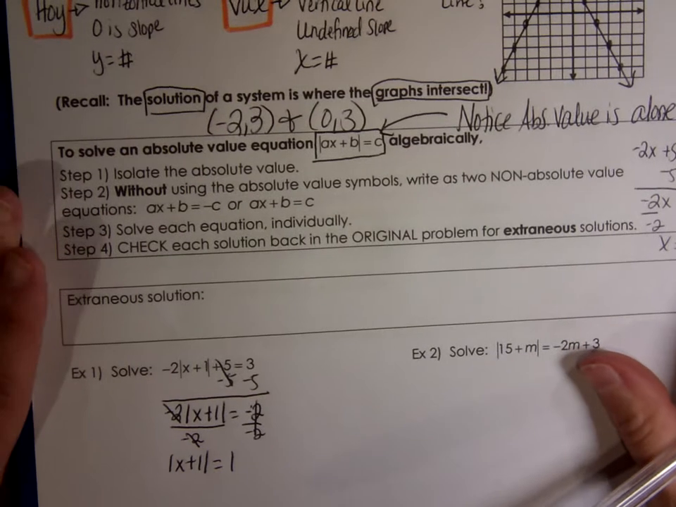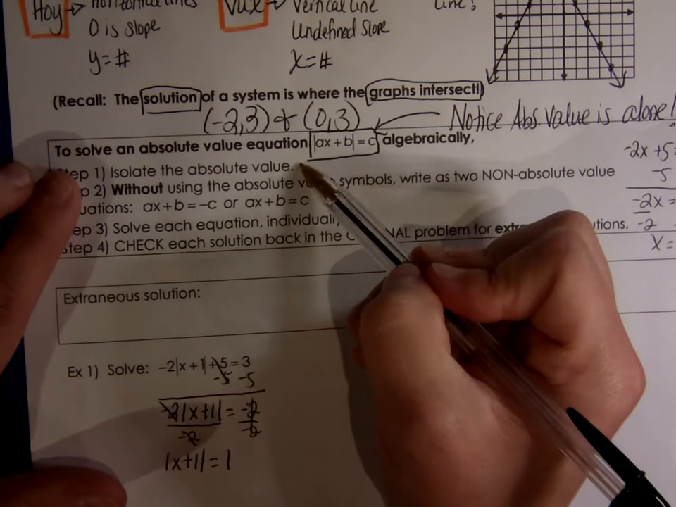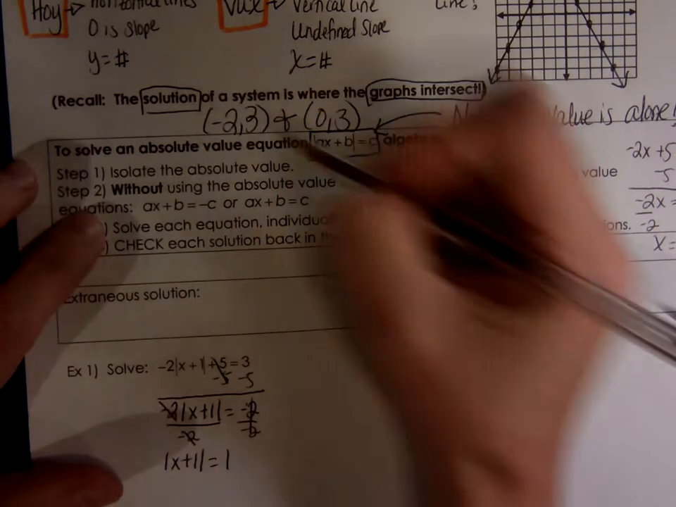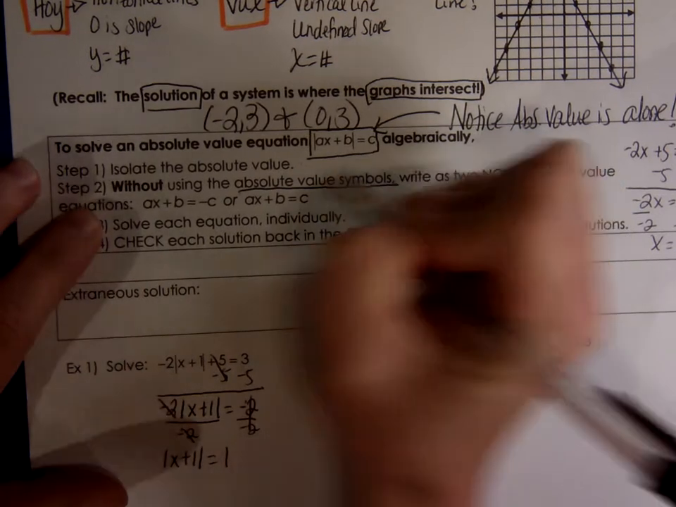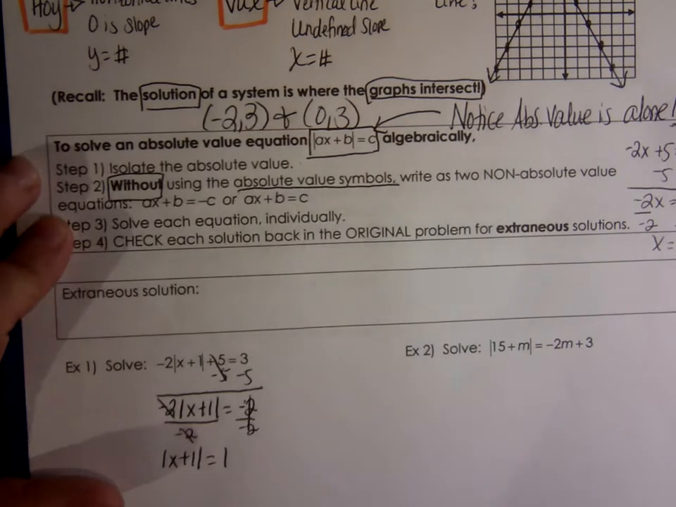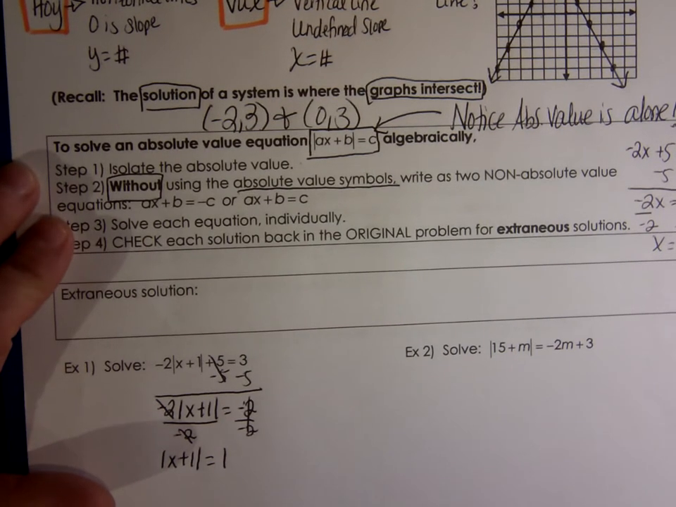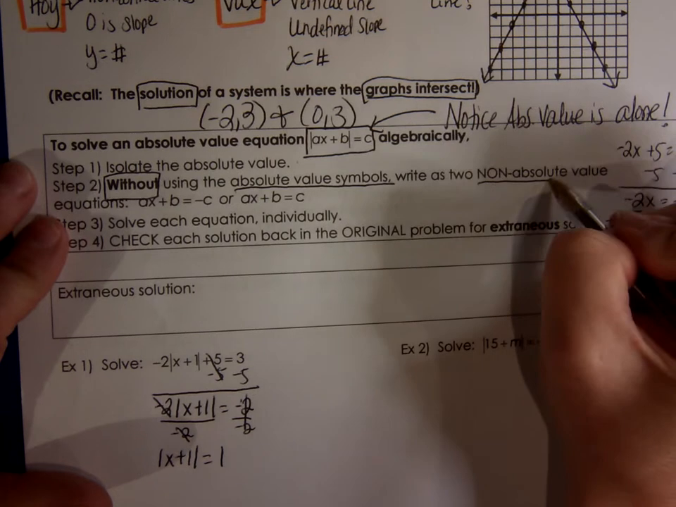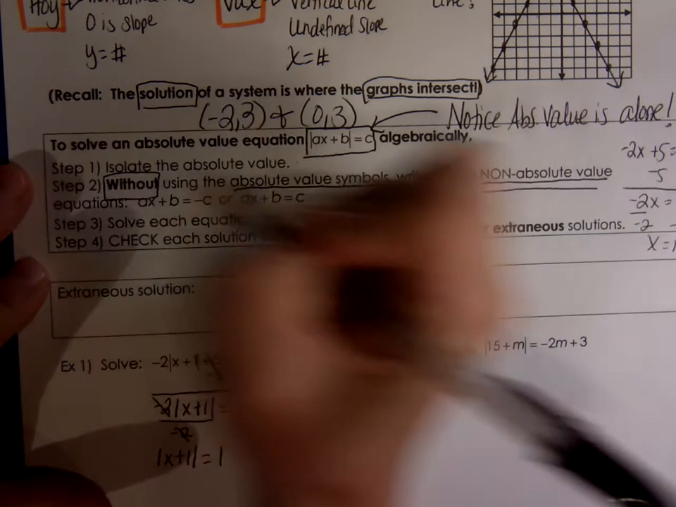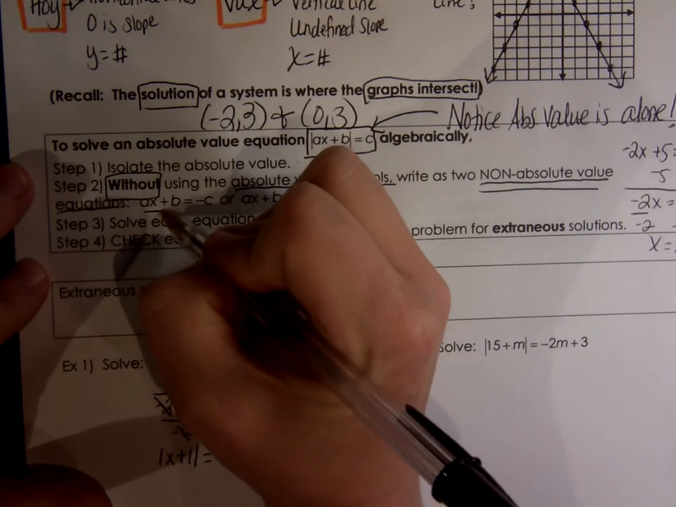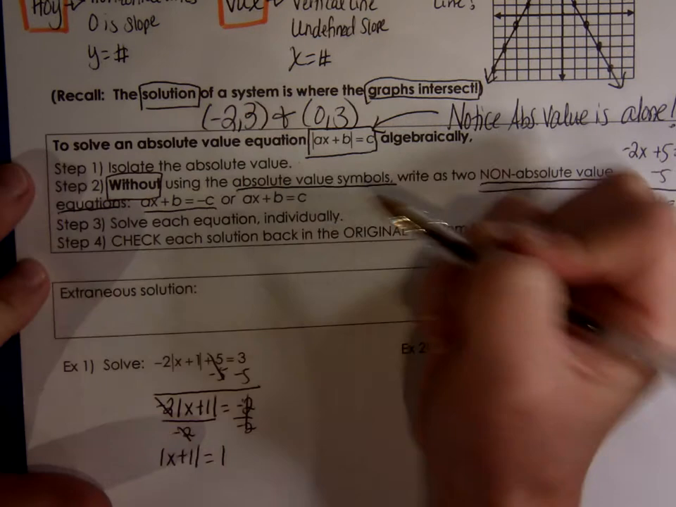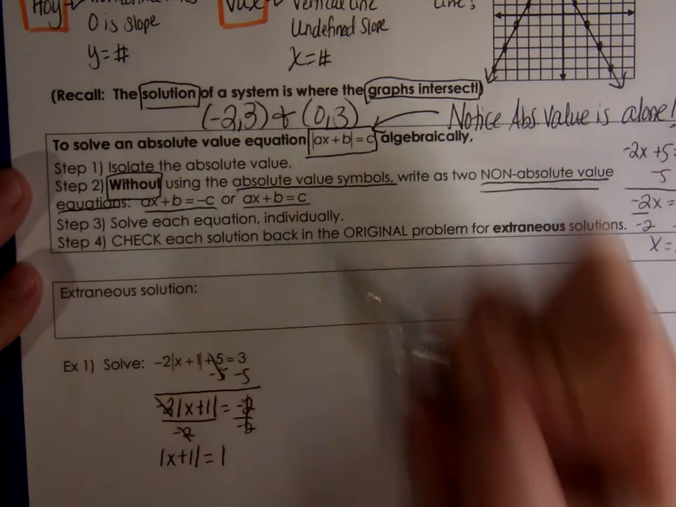All right, next, step 2. Now that we've isolated the absolute value, we are going to drop those absolute value symbols. So without using absolute value symbols, we are going to write 2 non-absolute value equations. And those equations are ax plus b equals negative c and ax plus b equals positive c.